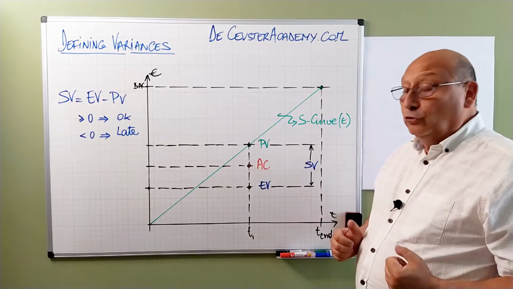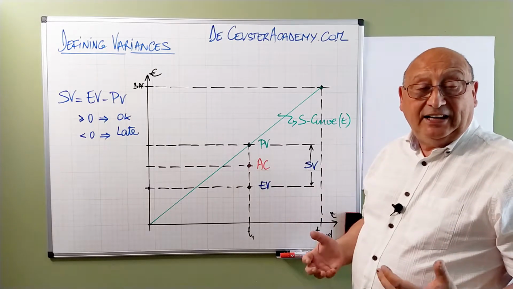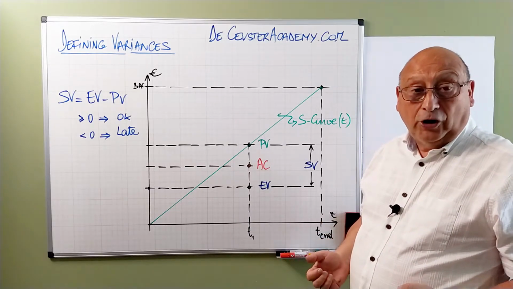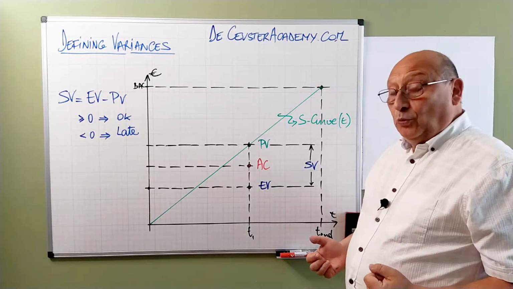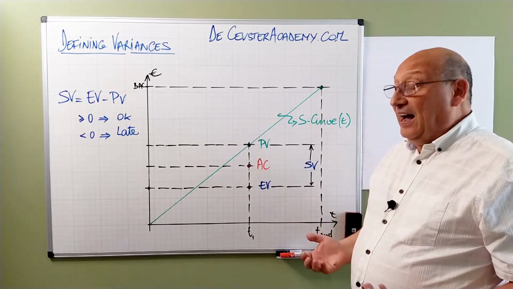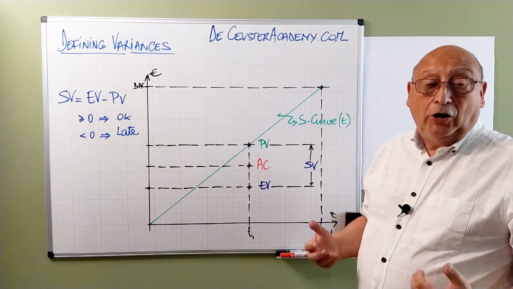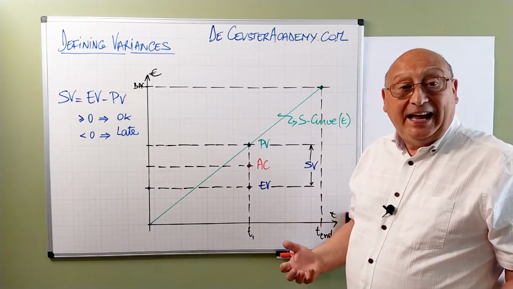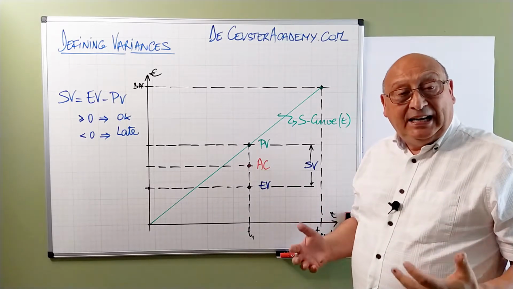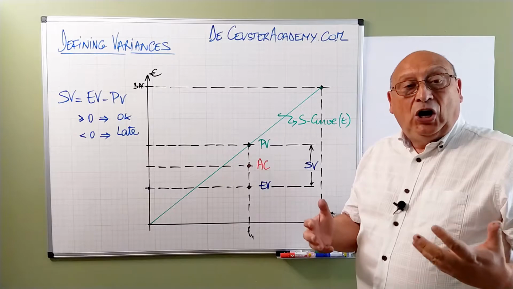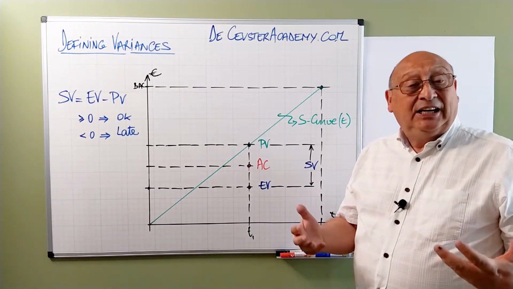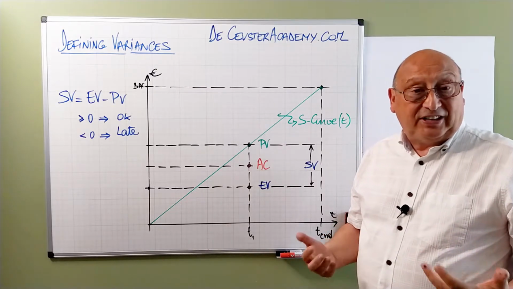So this is a very good situation when we can say that our schedule variance is larger than or equal to 0. Unfortunately, when the schedule variance is negative, then we have a problem. Our project is basically late. The formula has been selected in such a way that a negative number automatically indicates something negative. In this case, we are behind schedule.